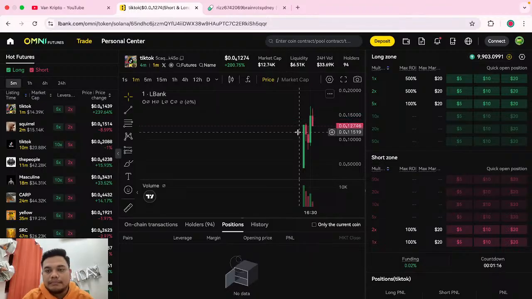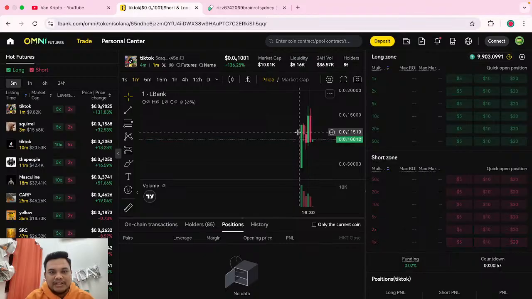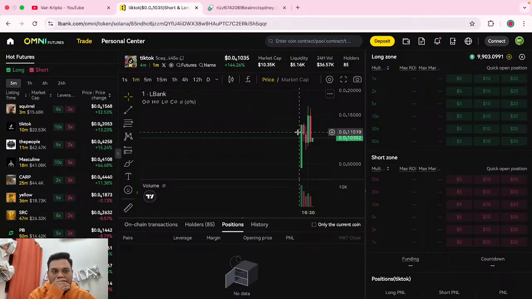Look, guys, at the moment I think we should do some testing, right? Because we've been talking about all the theory, all the explanation about all these key features and top functions for OMNI futures for a long time. So I think this is a good time for us to do some testing.